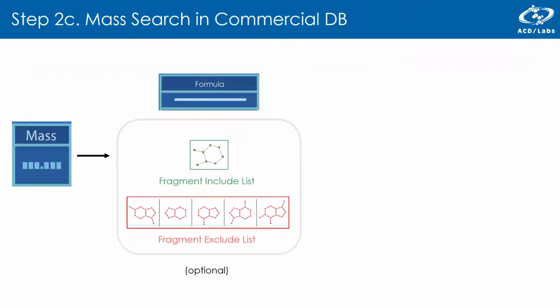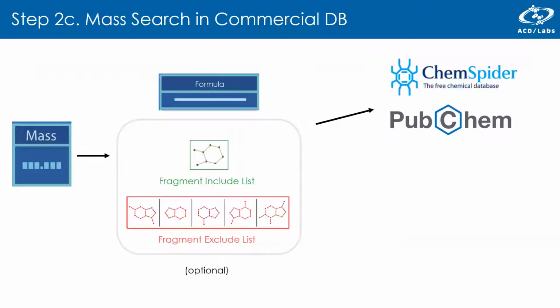Then we can take this mass and the formula, and do a mass search against a commercial database. Because these commercial databases are very large, we have optional tools that allow you to include and exclude specific fragments, depending on some knowledge that you may or may not have about the structure. So here we would search libraries such as ChemSpider and the PubChem databases, and then choose the best structural candidate from the range of possible structures.